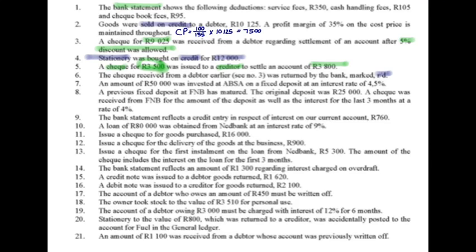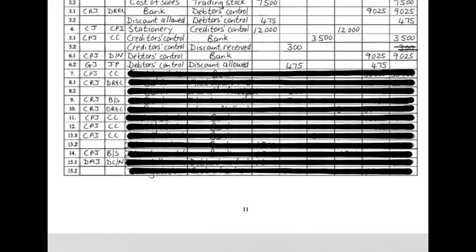Number 7, an amount of 50,000 was invested at ABSA on a fixed deposit at an interest rate of 4.5%. The interest rate is not important right now. We first need to do the investment. So when we invest, the money needs to leave my bank account to go into the investment account. So bank needs to decrease on the credit side, therefore creating an asset that is called fixed deposit from Absa. So the money is leaving my asset to create another asset called fixed deposit.